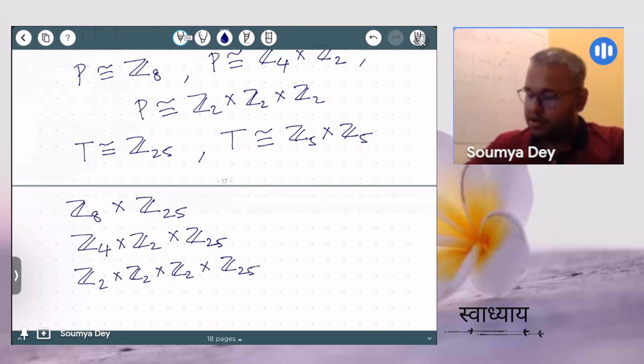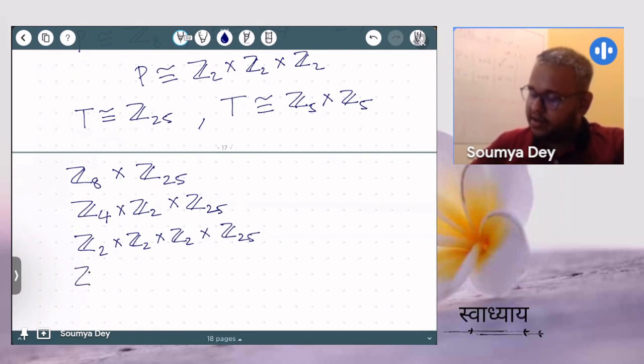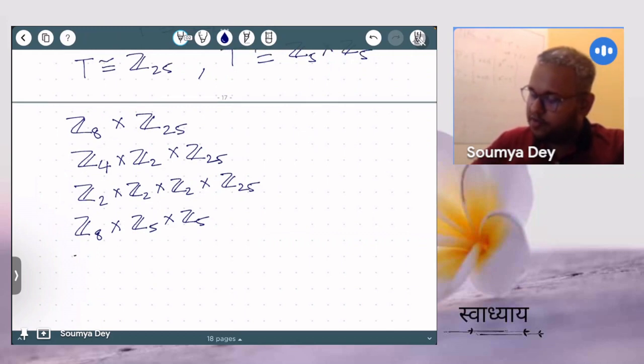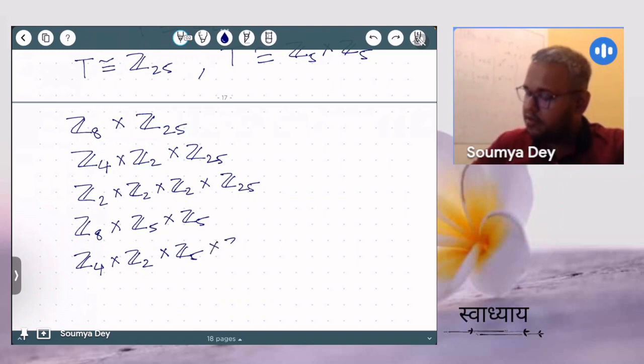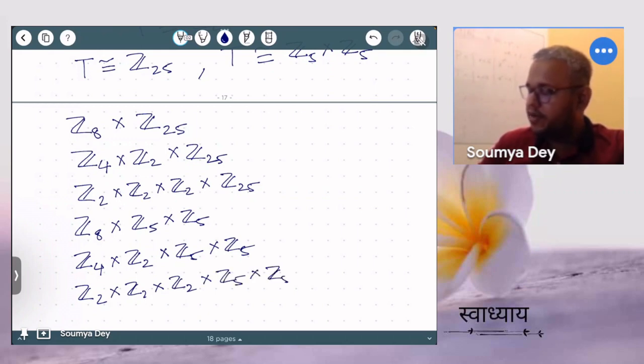There are more, right? You can take Z8 cross Z5 cross Z5. Fifth possibility is Z4 cross Z2 cross Z5 cross Z5. And finally, you have Z2 cross Z2 cross Z2 cross Z5 cross Z5.